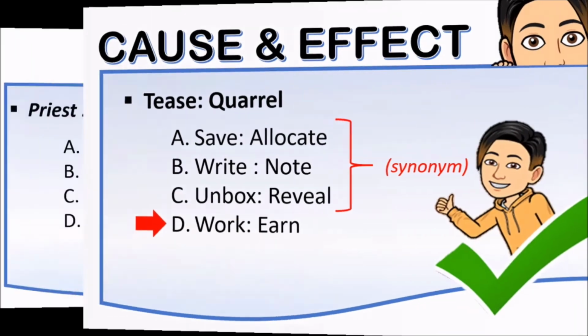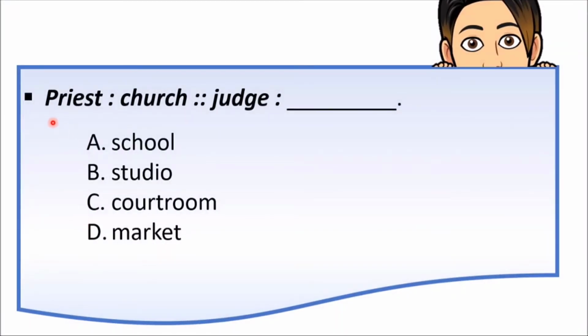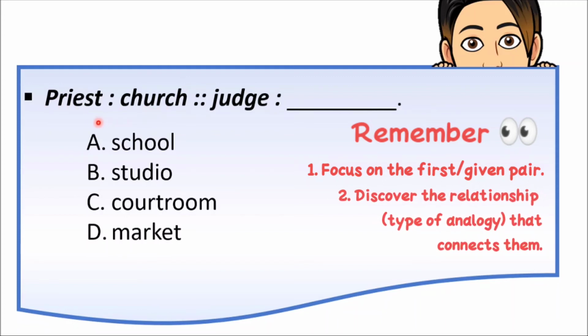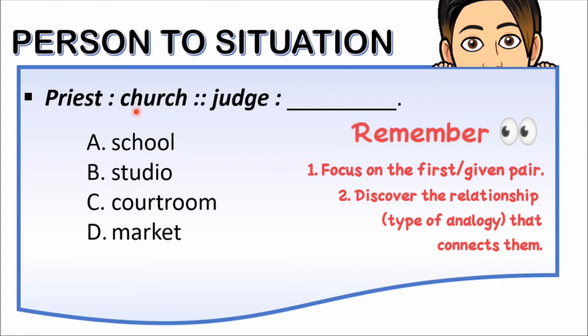Now let's go to the final type of analogy for this video. Priest is to church as judge is to blank. Again, let's focus our attention on the first pair of words, priest and church. Then, let's discover the relationship. We all know a priest performs his duty inside the church. So this one actually is what we call person to situation analogy.